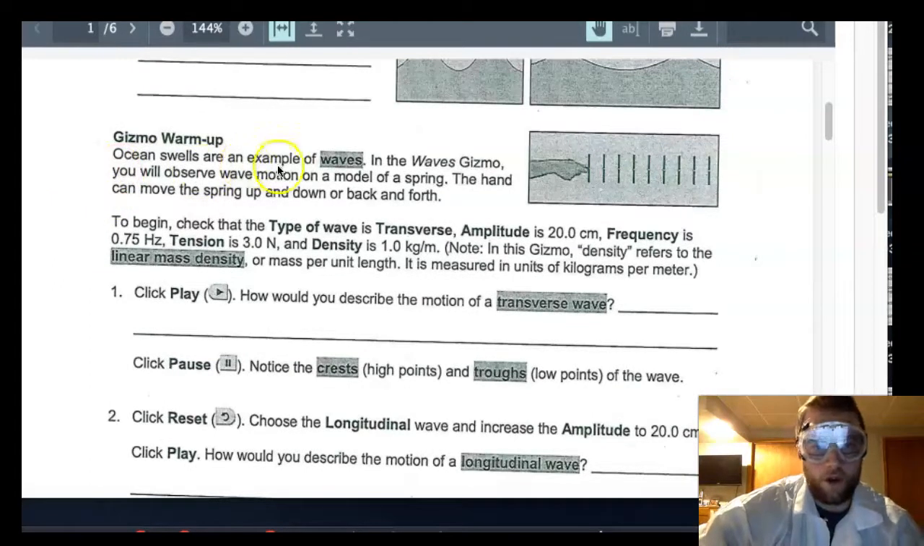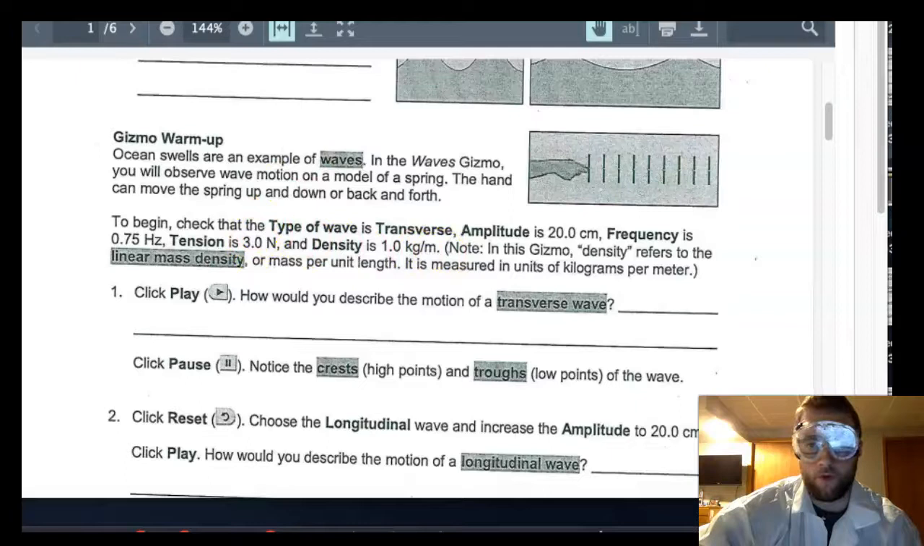Ocean swells are an example of waves. In the Waves Gizmo, you will observe wave motion on a model of a spring. The hand can move the spring up and down or back and forth. To begin, check that the type of wave is transverse, the amplitude is 20 centimeters, the frequency is 0.75 hertz, the tension is set to 3 newtons, and density is 1 kilogram per meter.